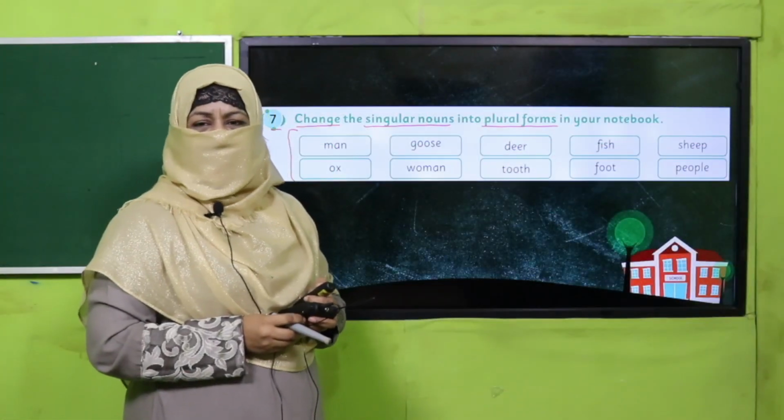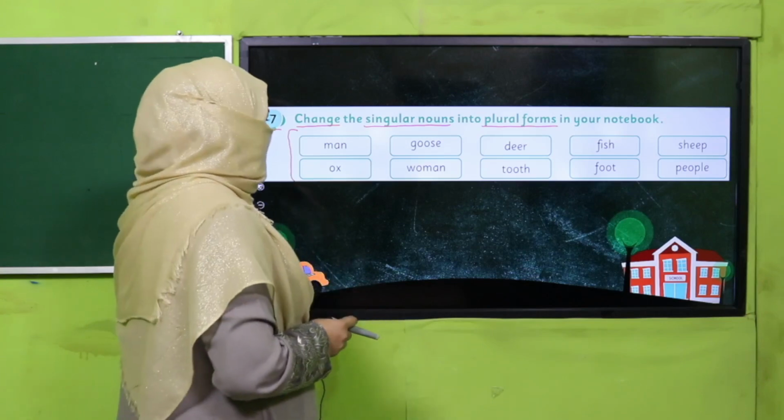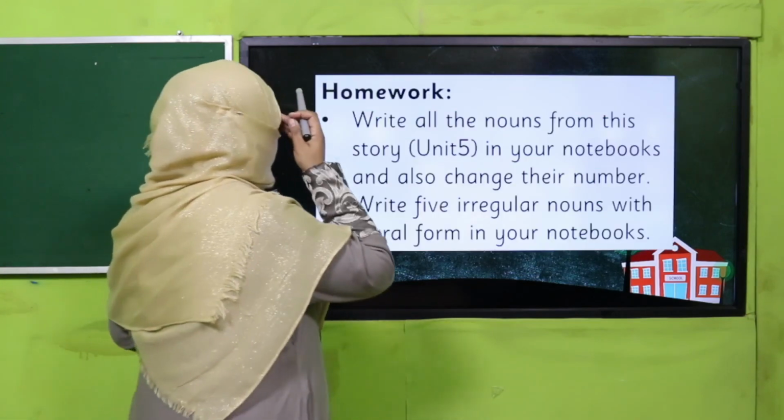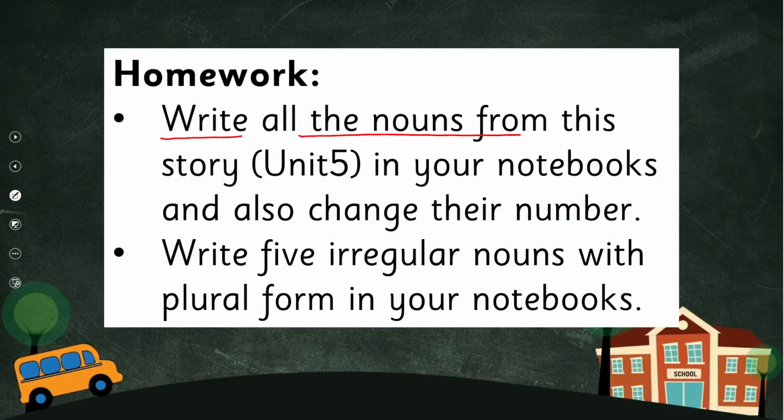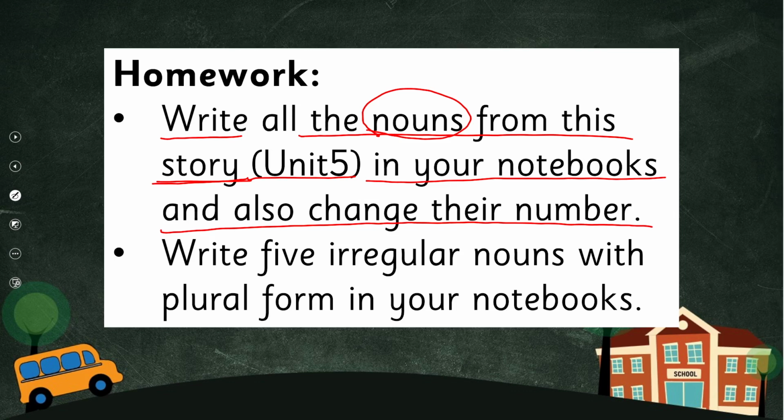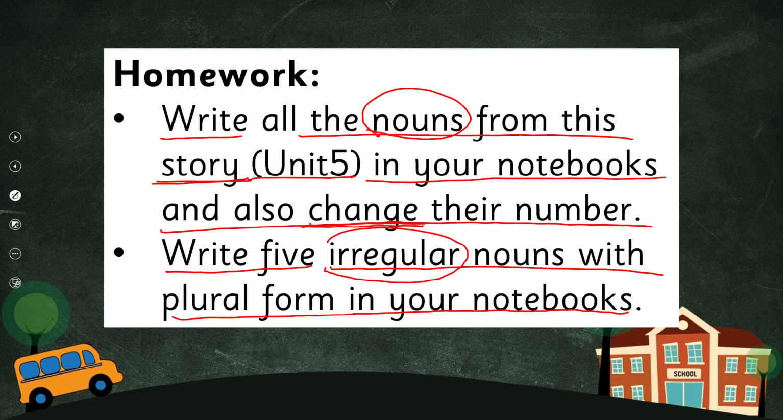Yes, my dear students, are you done with it? Good job. Now it's time for your homework. You will write all the nouns from this story. Okay, Safe Environment, Unit 5. All the nouns, whatever you find, make a list in your notebook and also change their number. If they are singular, you will make it plural. If it is plural, you will make it singular. Write 5 irregular nouns with plural form in your notebook. If you don't find any irregular in this story, you have to write it on your own.